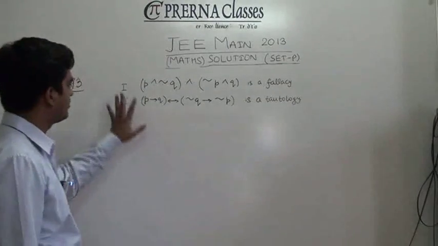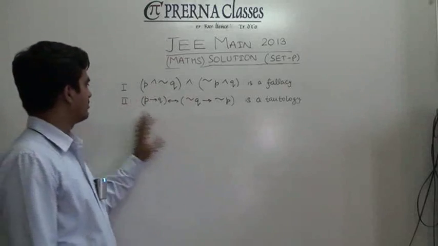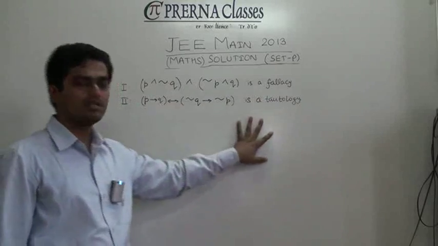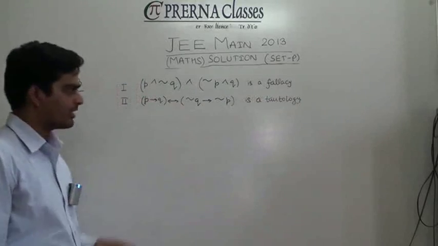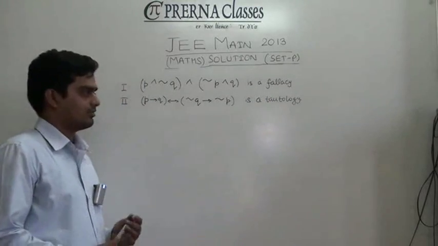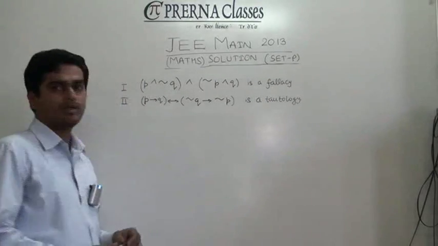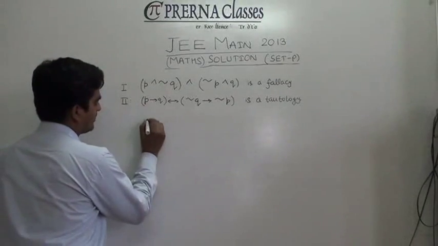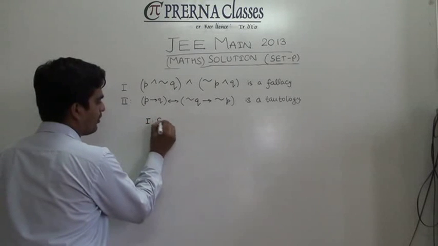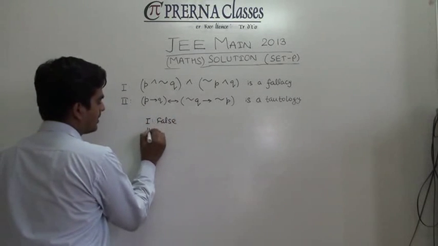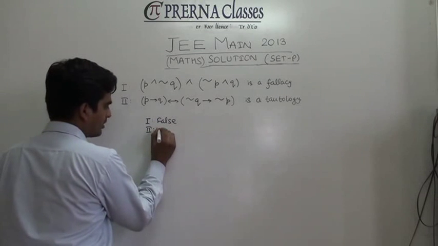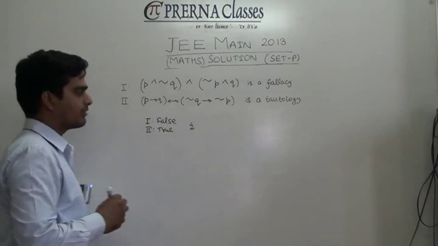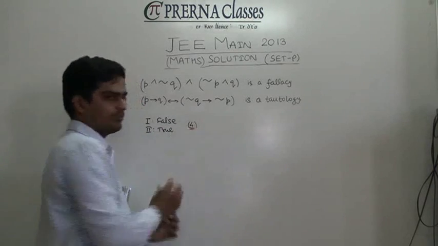Okay, in the 73rd problem, you have a certain reasoning problem. One statement given is that this is a fallacy, and the second one is that this is a tautology. What you need to check is whether they are correct or not, and if correct, whether the second one is a proper explanation or not. By the truth table, you can clearly check that the first statement is false and the second statement is correct, which implies the fourth option is correct for this particular problem.